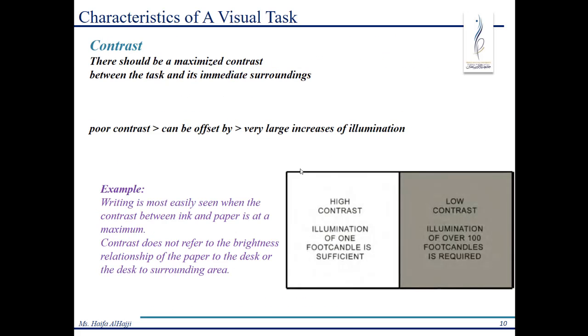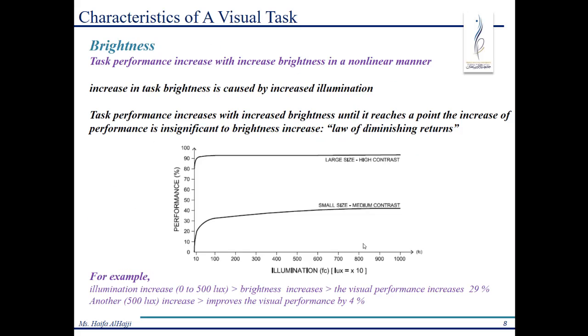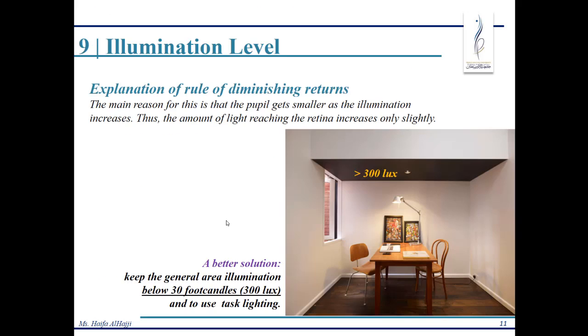So let's talk now about the illumination level. In general, as a rule of thumb, if you have any task, like we've seen before, we don't have to use high levels of lighting. It is suitable to use ambient light that doesn't exceed 300 lux, let's say a maximum of 300 lux, just to see the surrounding area, so it doesn't create high ratios of brightness.